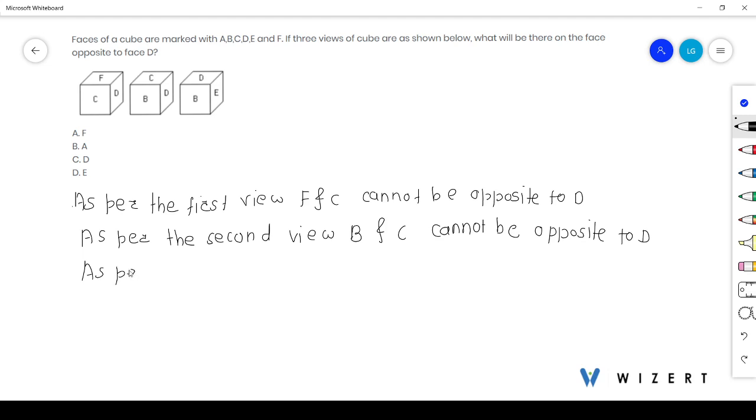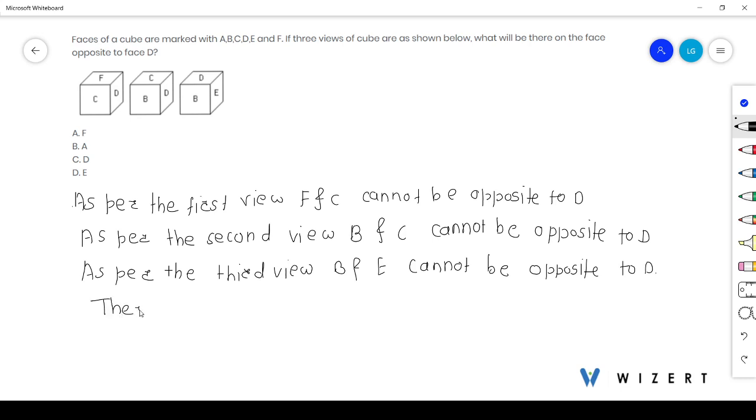And as per the third view, B and E cannot be opposite to D. So here we can observe only A left.